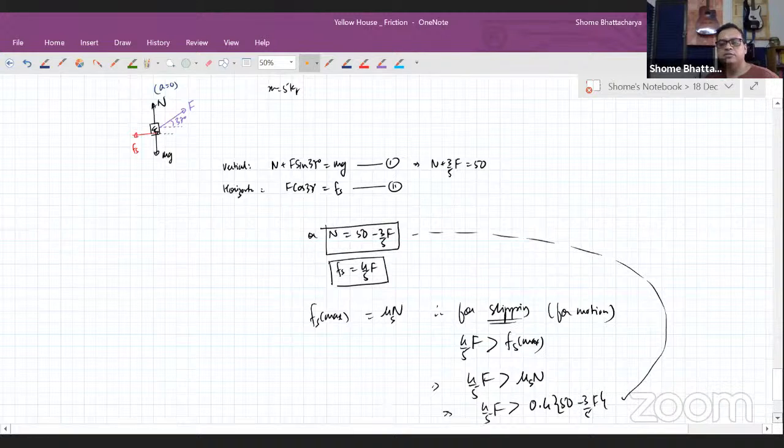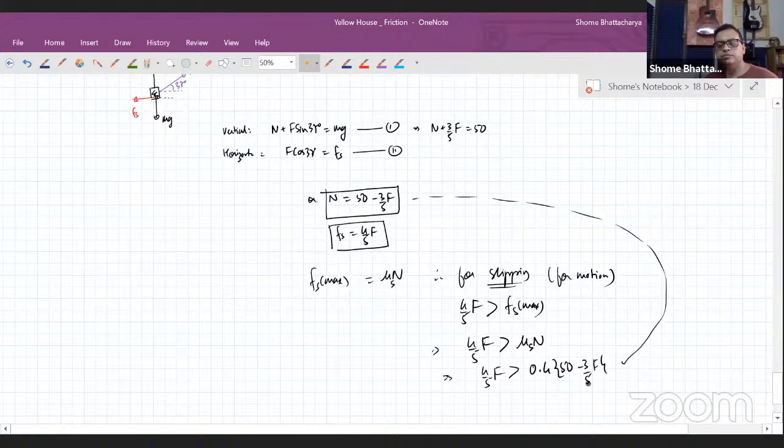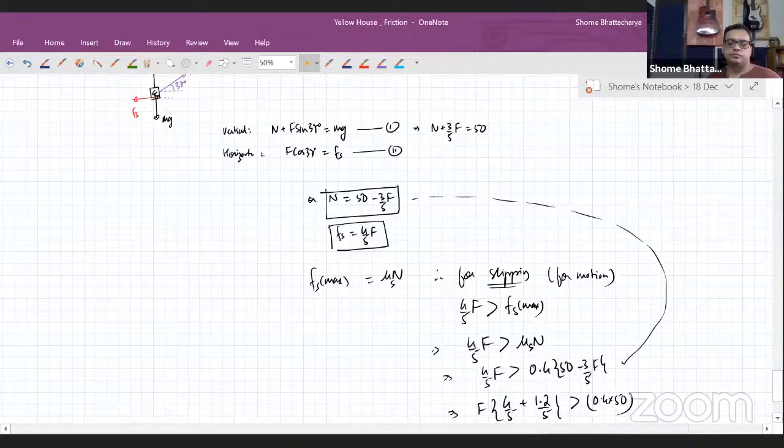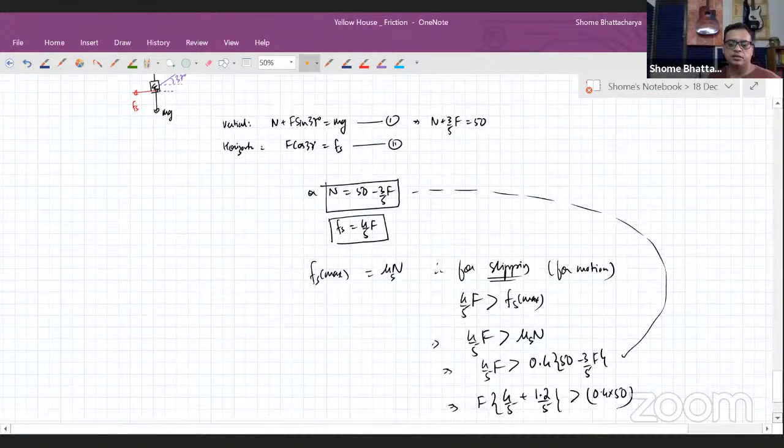So now I'll get this kind of an equation. So take F on one side. So you have 4 by 5 plus 0.4 into 3, so that is 1.2 by 5, should be greater than 0.4 into 50. So all I have done in this equation is taken the terms of capital F on the left hand side and kept the constant, that is 0.4 into 50, on the right hand side.